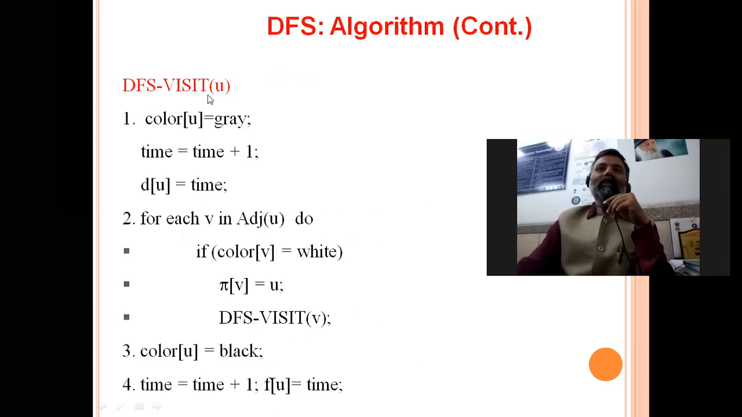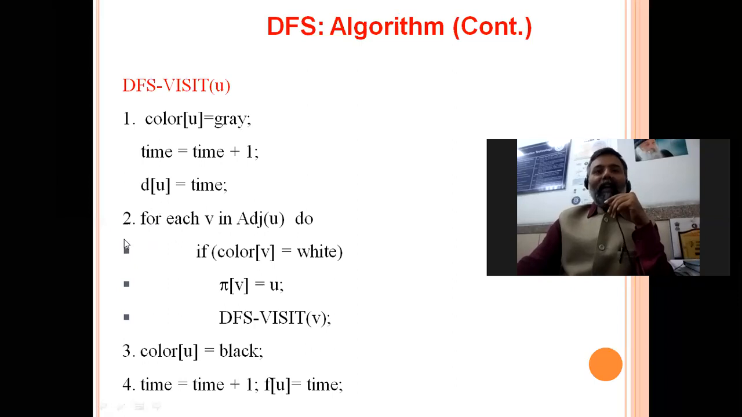So this is the DFS visit function. In the first step of this DFS visit function, we will set the color as gray. It means this node has now been discovered. We will increment the time variable and set this updated time value as the discovered time.